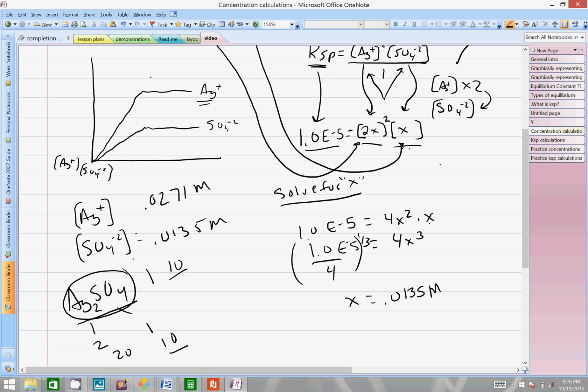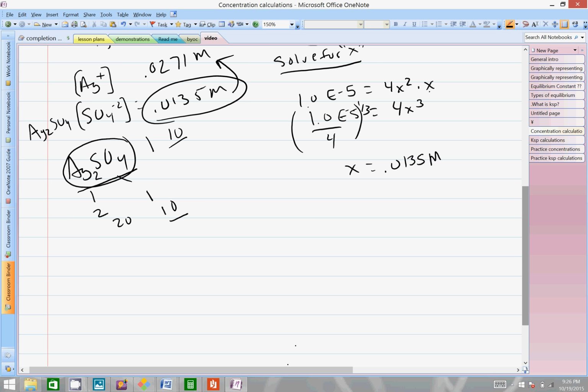And the solubility of silver sulfate, Ag2SO4, is 0.0135 moles per liter. It's also equal to the concentration of the sulfate ions, and 2 times that will give you the concentration of the silver ion. And I'm going to stop there on this video as being a pretty straightforward method.